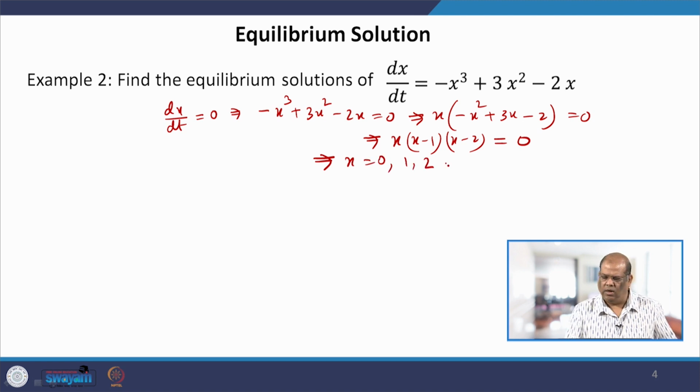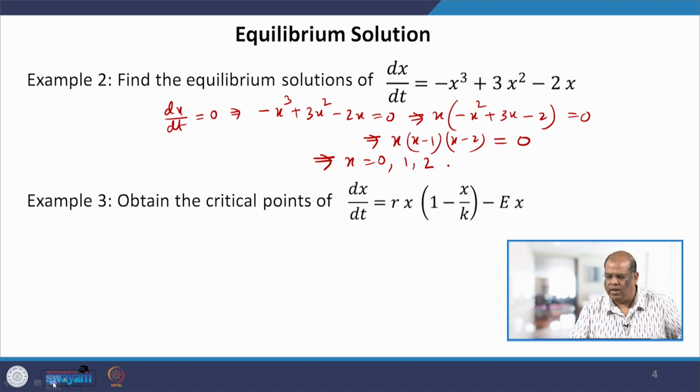So, I guess it is very much clear that when we have a single equation and you have to find the steady state solution or equilibrium solution, you put dx/dt equal to 0 and whatever the expression in the right hand side, you take that equal to 0, solve the equation and whatever roots you get, those are the equilibrium solutions or steady state solutions or fixed points.